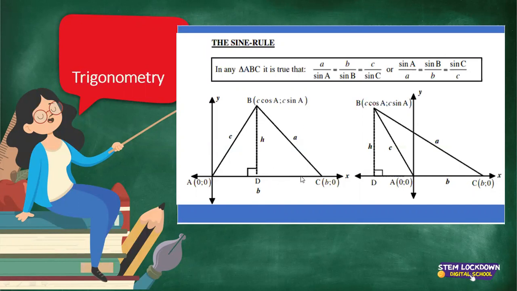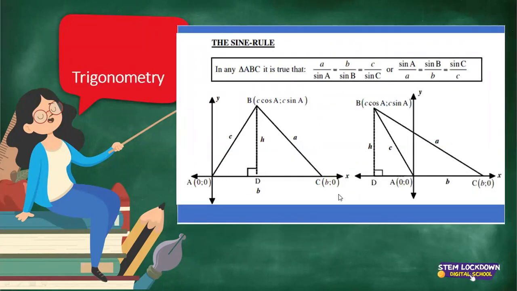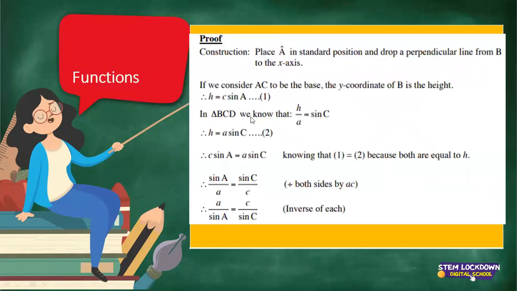So let's carry on with the proving of our sine rule. To prove the sine rule, first construction: place A in the standard position and drop a perpendicular line from B to the x-axis. After sketching your triangle, looking at the acute angle one, have your y-axis and your x-axis, and then draw your triangle. After drawing your triangle, drop a perpendicular H. If we consider AC to be the base, the y coordinate of B is the height. Therefore, H equals c sine A.